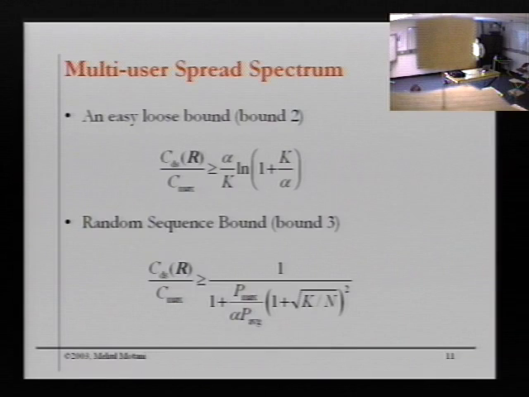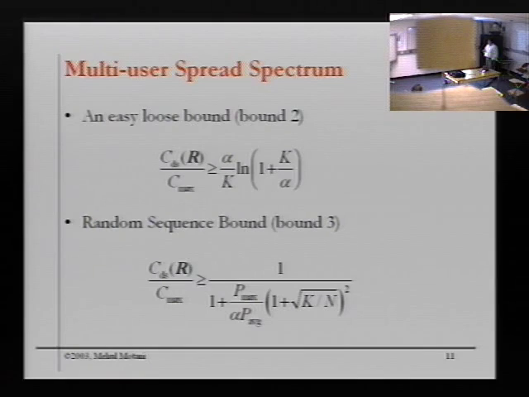You get a sort of tighter bound if you assume random sequences and you make some other large system analysis assumptions. I'm not sure if you all know what I mean when I say large system, but essentially you assume that the system scales in such a way that the spreading factor and the number of users get large, but their ratio remains constant. So you're scaling it in a fair way, and when you do that, you can exploit properties of large random matrices, and you get this tighter bound that actually depends on the ratio k by n.